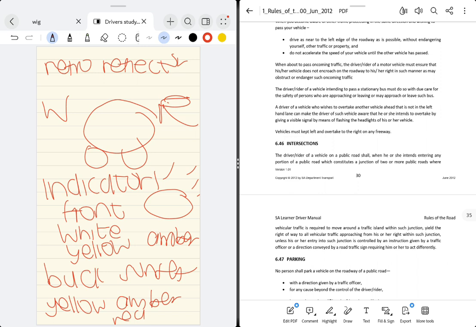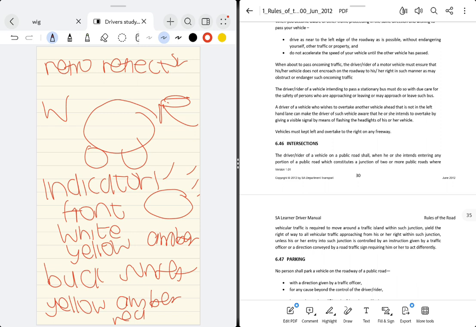The driver of a vehicle who wishes to overtake another vehicle ahead that is not in the left-hand lane can make the driver of such a vehicle aware of the intention to overtake by giving a visible signal by means of flashing the headlights of his vehicle. Vehicles must be kept left and overtake to the right on the freeway.